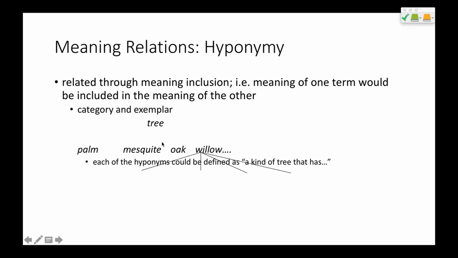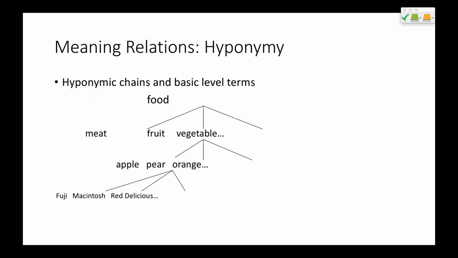So a mesquite tree is a kind of tree that grows in the desert. The oak is a kind of tree that has broad leaves. The willow is a kind of tree that looks like it's weeping all the time. Okay? And they go all the way through. The relationship goes all the way through. So food, for instance, can be meat, fruit, or a vegetable. And let's say a vegetable can, or sorry, fruit here.